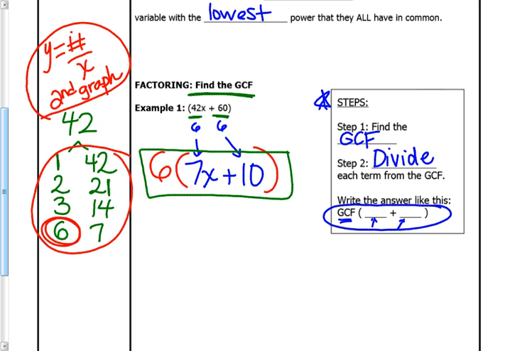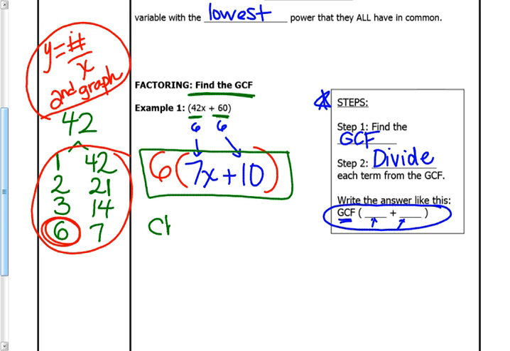Now, you also want to double check in this parentheses here, with the 7 and the 10, do they have anything in common that can come out? And no, because 7 is only 1 times 7, and 1 would work for 10, but there's nothing higher than 1 that would work. So we know we're finished.